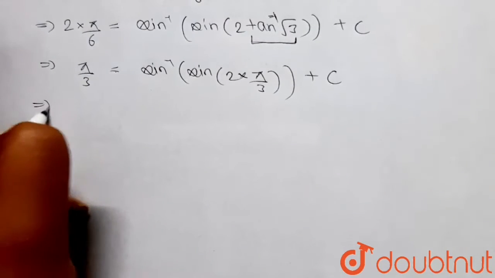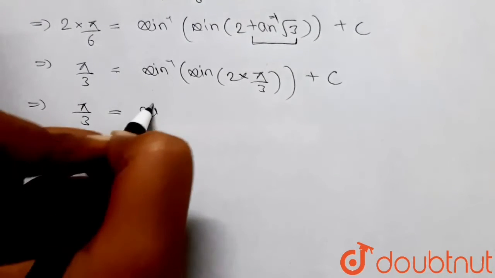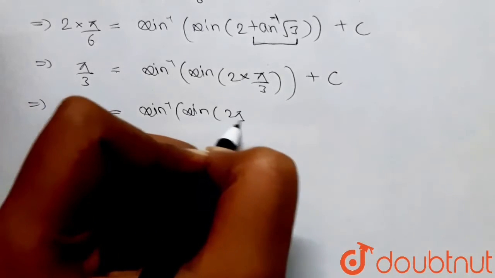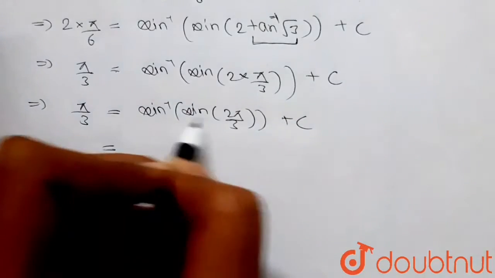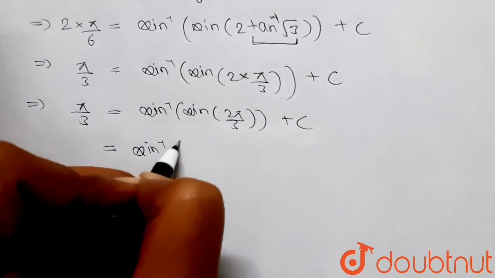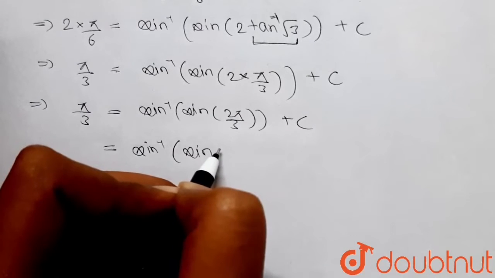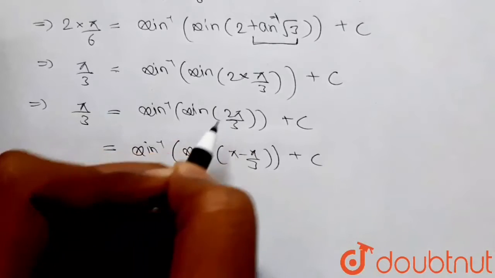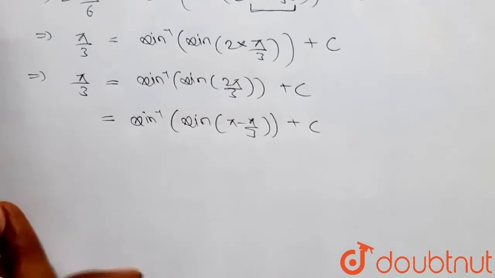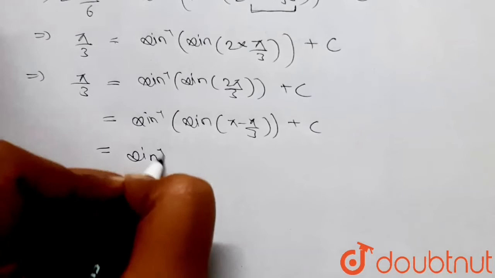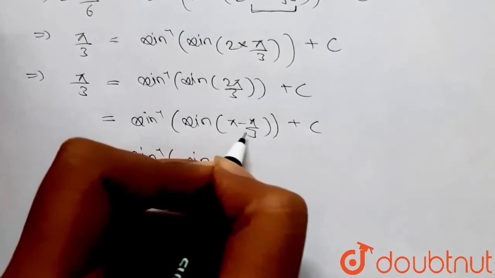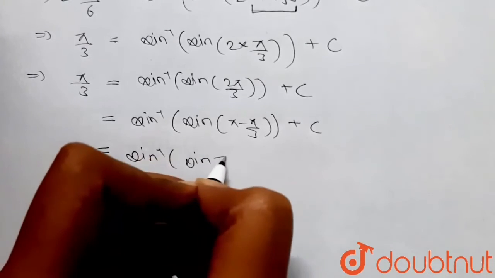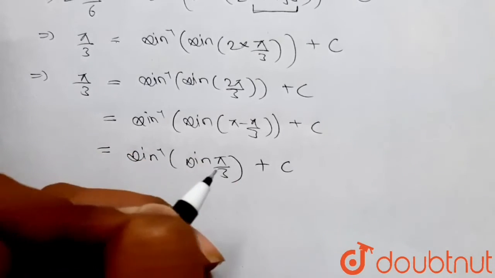So finally we have pi by 3 equals sine inverse sine 2 pi by 3 plus c. Now this can be written as sine inverse sine of pi minus pi by 3, right? I can write this 2 pi by 3 as pi minus pi by 3. And then we know that sine of 180 minus theta is actually equal to sine theta, right? So this will finally become sine of pi by 3 plus c.